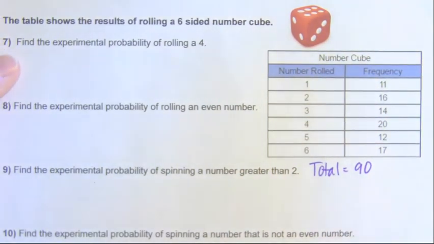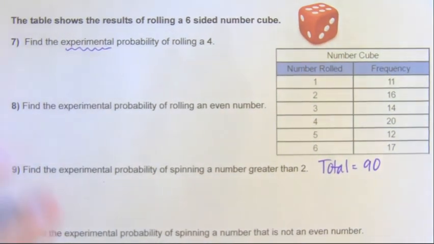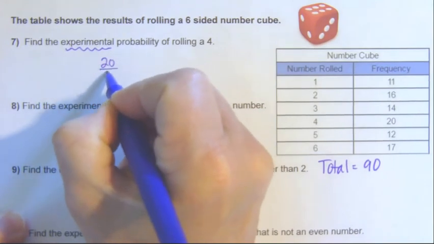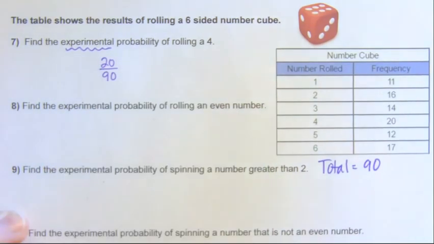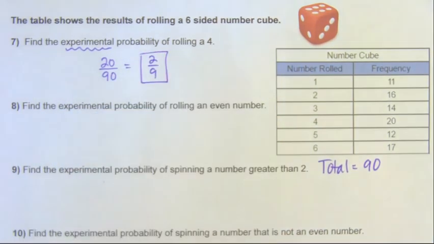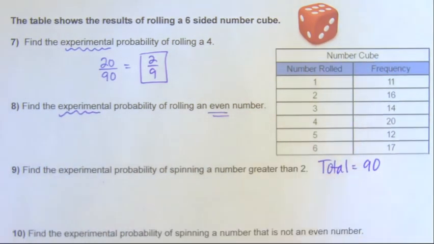All right, find the experimental probability of rolling a 4. This is kind of like those first problems I showed you. So if you look, here's the 4. I got a 4 20 out of 90 times. If I reduce that fraction, it gives me 2 over 9.